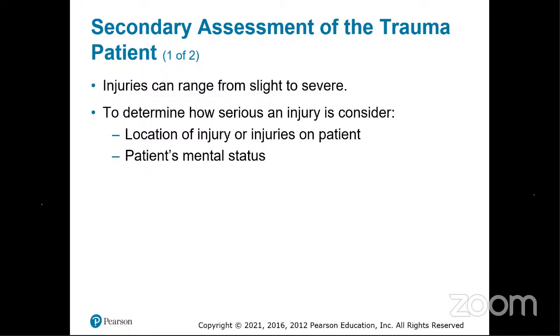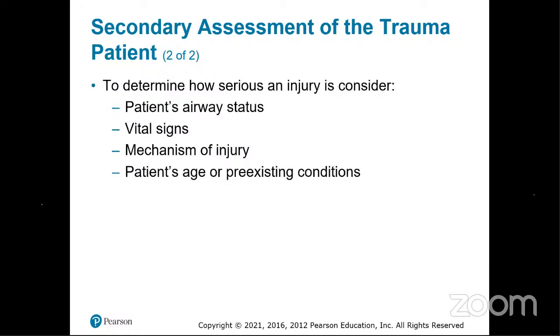The other one too is we talk about mechanism of injury, a 20-foot fall versus a 3-foot fall, a 65 versus a 35-mile-an-hour injury. It's going to have very distinguishing effects on how serious it is too. Anytime we have an airway status that's questionable, it's a serious injury. And the same with the vital signs. If we have questionable or unsustainable vital signs that are not adequate to sustain life, it's a serious injury.